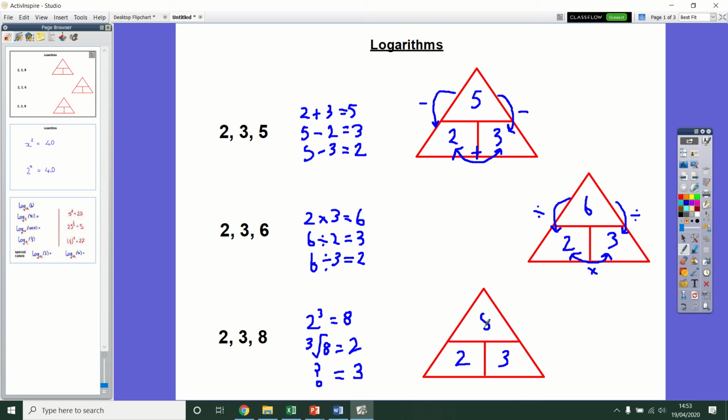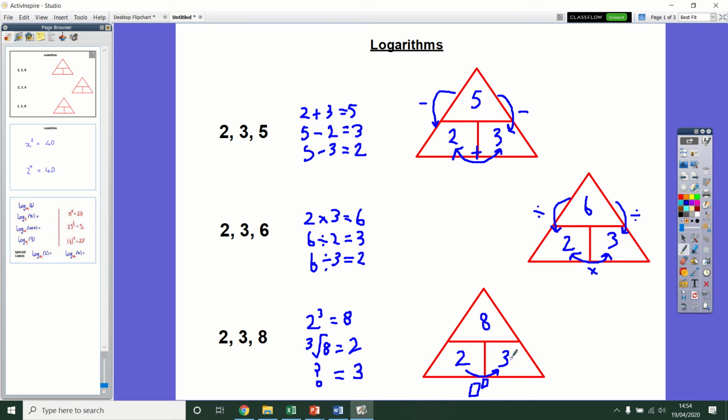Okay, 8 at the top. On the bottom, this time, there's a power operation, but it has to go in that direction. 2 to the 3 makes the 8. If I reverse the order, 3 to the 2 doesn't make 8, it makes 9. So this is my power sum. I'm going to put box to the box.